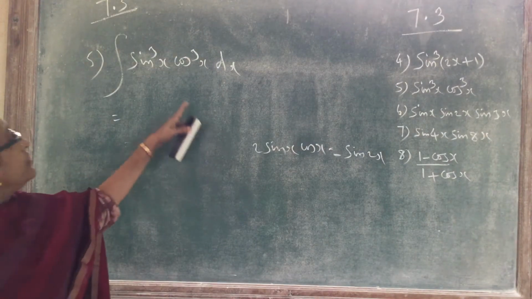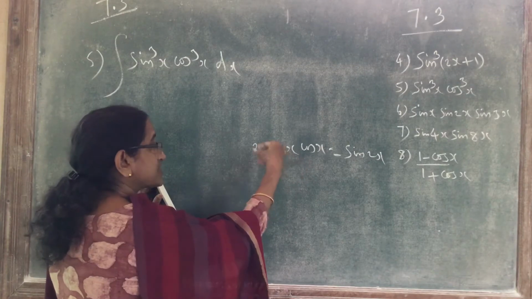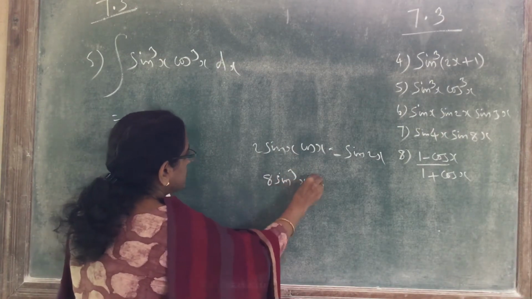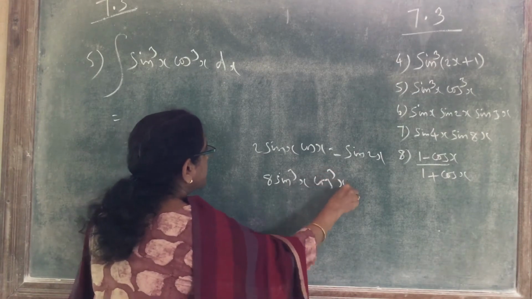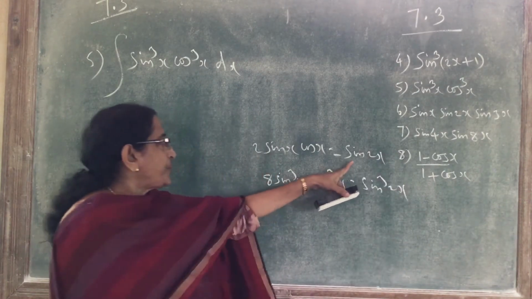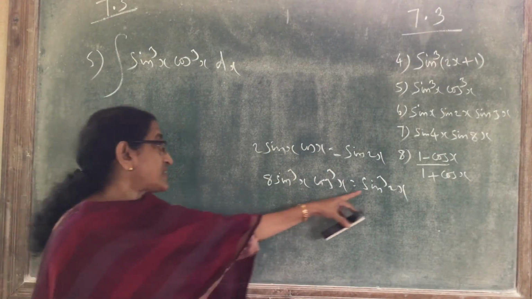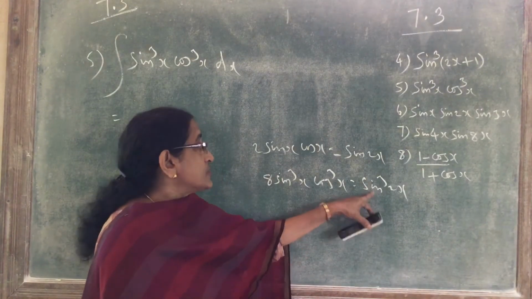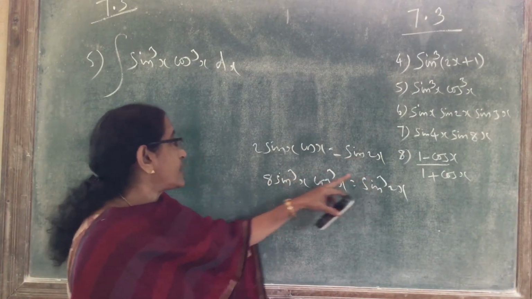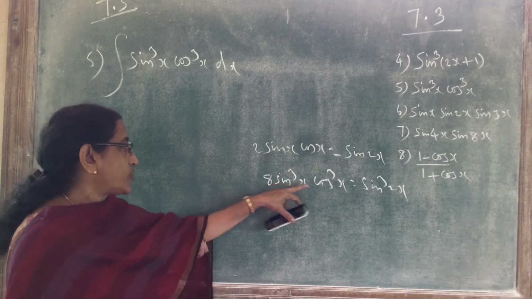So here, if you take the cube of this, what do we get? 2 sin x cos x whole cube, that is 8 sin cube x cos cube x, is equal to sin cube 2x. So sin 2x is 2 sin x cos x. Taking cube on both sides, sin cube 2x is equal to 2 sin x cos x whole cube, that is 8 sin cube x cos cube x.